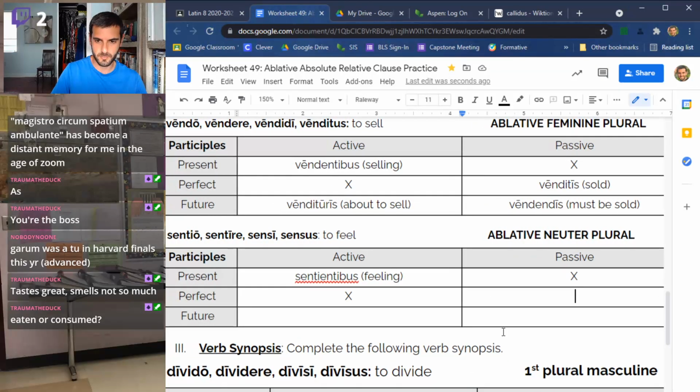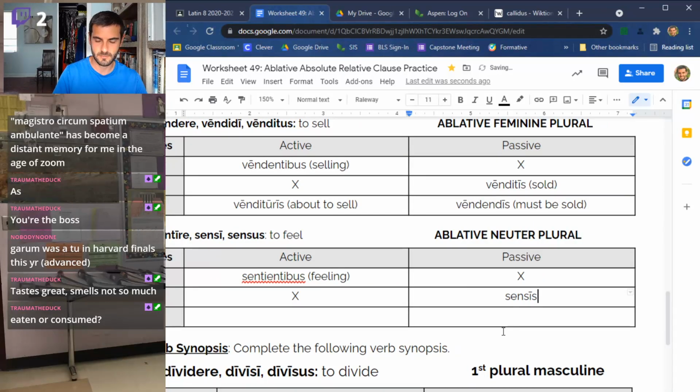Sensus is my fourth PP, so sensis, things that have been felt. Sensuris are people who are about to feel something. And then back to the original stem, sentiendis, things that must be felt.